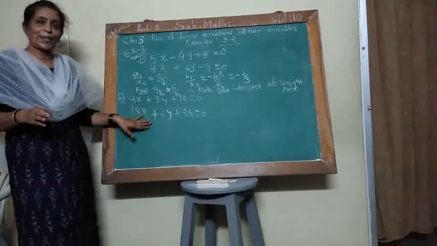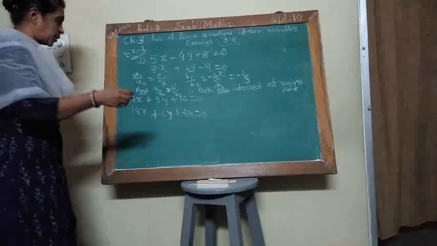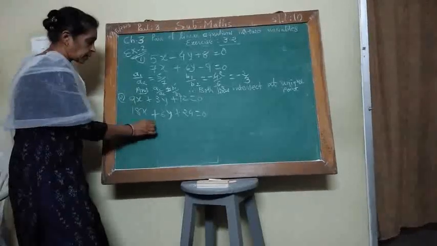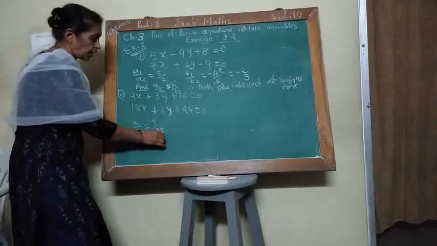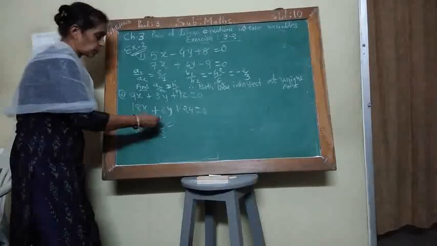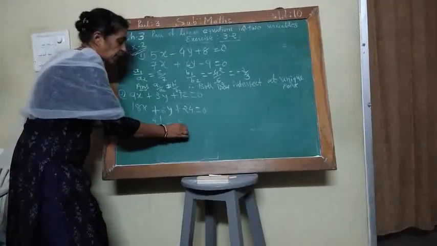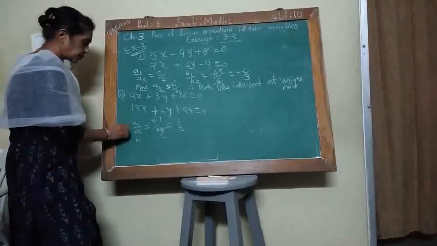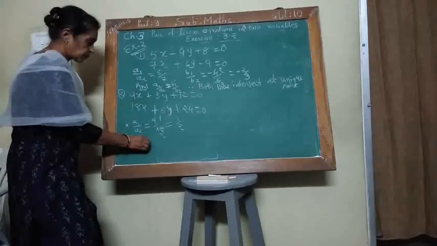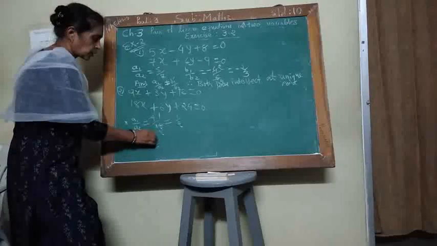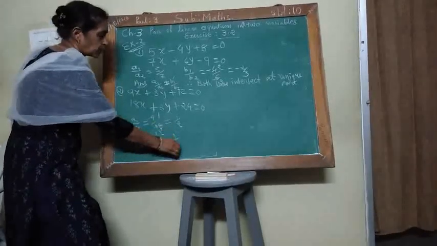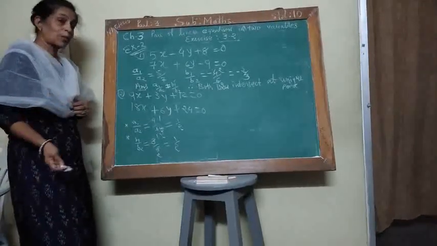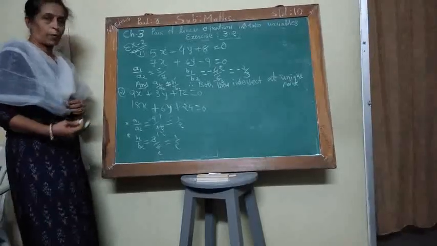Okay? So here in the second case we shall see which type of ratio you obtain. Here a1 upon a2 is equal to 9 upon 18. You have to simplify, so the value of the ratio is 1 upon 2. Now b1 upon b2, upon 6, is again 1 upon 2. See, both ratios are equal. So now you have to find the third ratio.